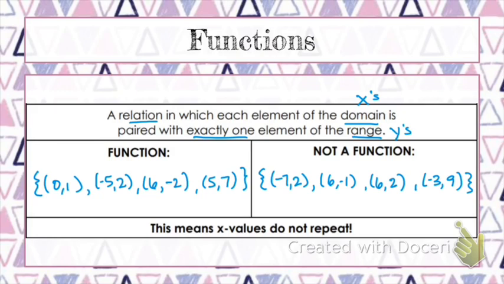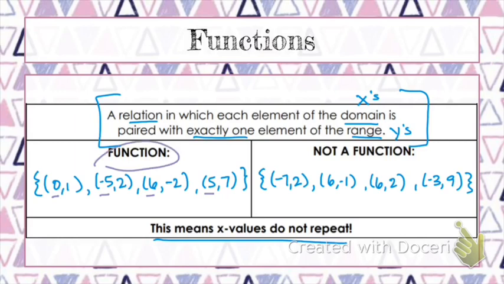In a function, that means the x values do not repeat. That is a simple way of saying what this is saying, is that the x values don't repeat. So if you look at the example that is a function, we have 0, -5, 6, and 5. Those are our x values in each of our coordinates. And so none of those repeat.